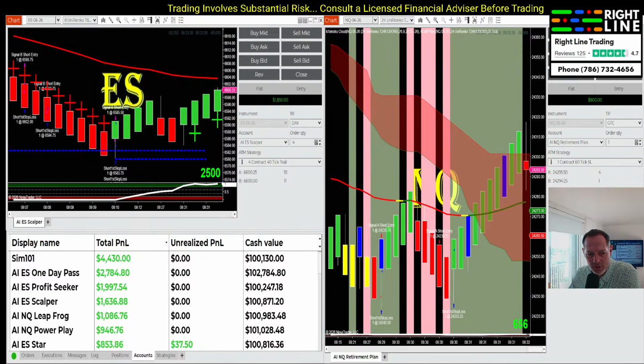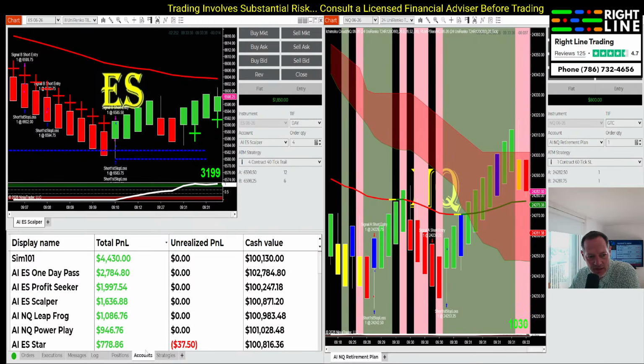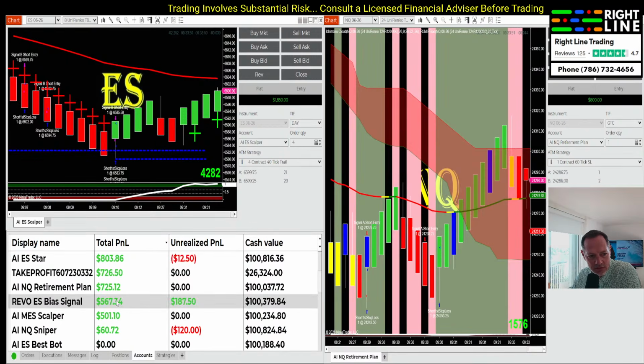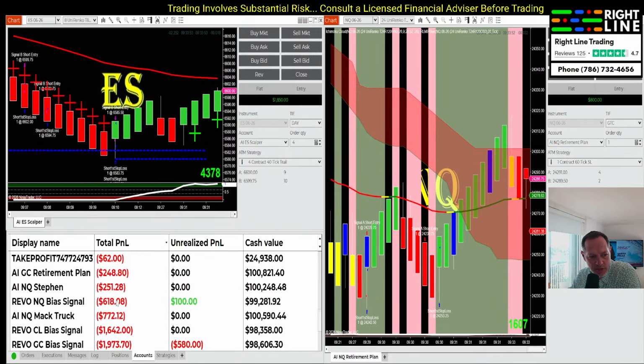All right, good morning. Here we go. We got the AI Auto Trader here. We've got the strategies right over here on the left. This is the accounts tab. So these are the accounts that are running from the strategies. These are the winning ones. These are the ones making money right now. These are the ones losing money.